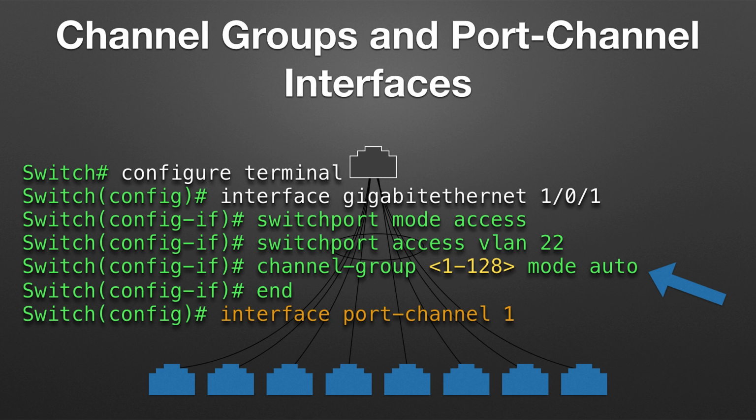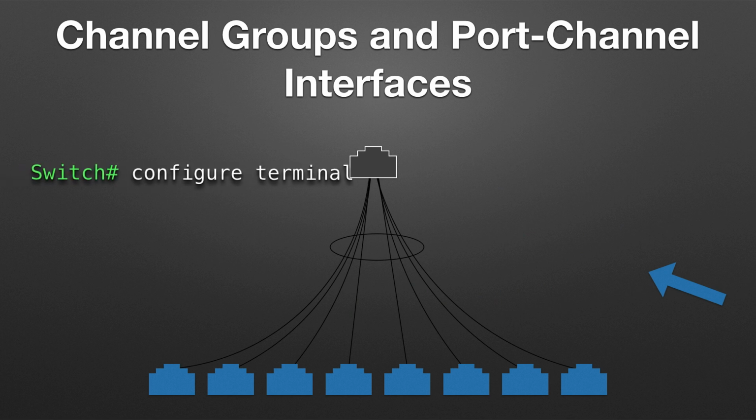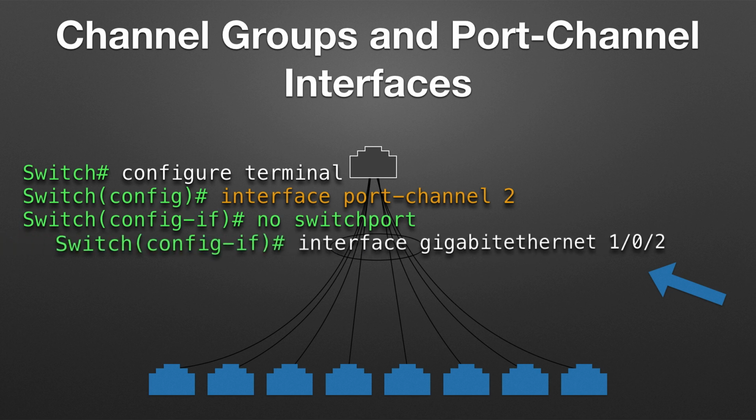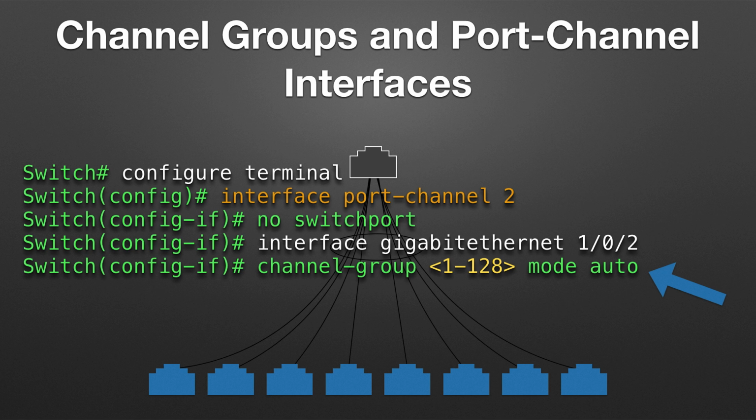With Layer 3 ports, you should manually create the logical interface by using the interface port-channel global configuration command followed by the no switchport interface configuration command. You then manually assign an interface to the EtherChannel by using the channel-group interface configuration command.